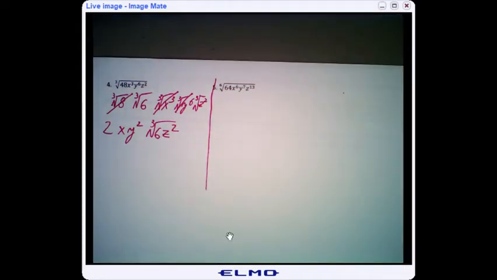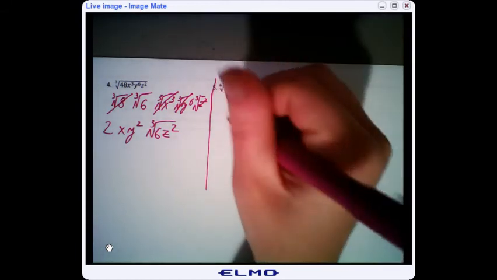And then for the 6th row, 64, x to the 6th, y to the 7th, z to the 13th. The 64, we can make our list of perfect 6ths. So 1 to the 6 is 1. 2 to the 6 is 64. So that comes out nicely. So we can just do the 6th root of 64, which is 2.